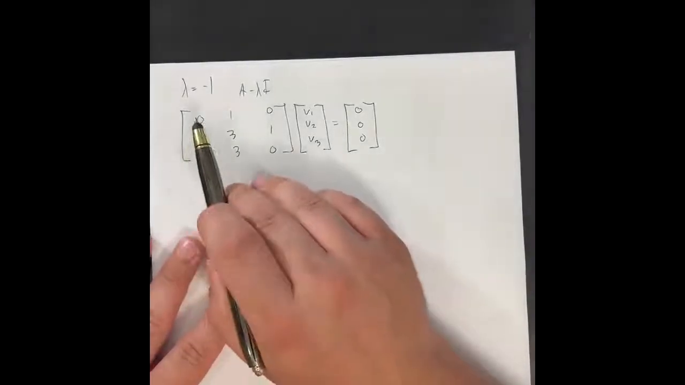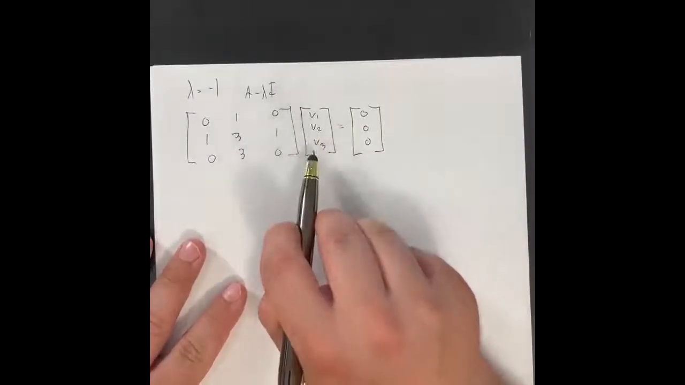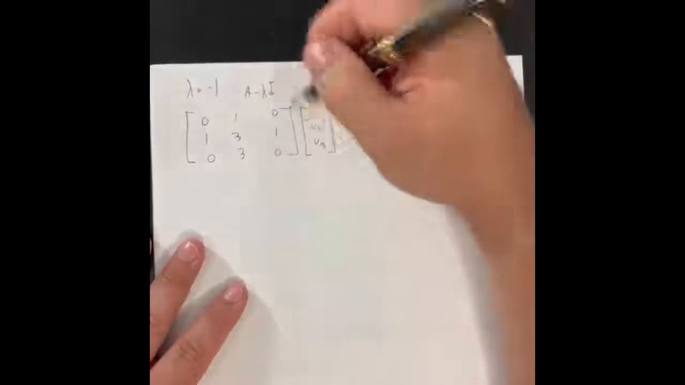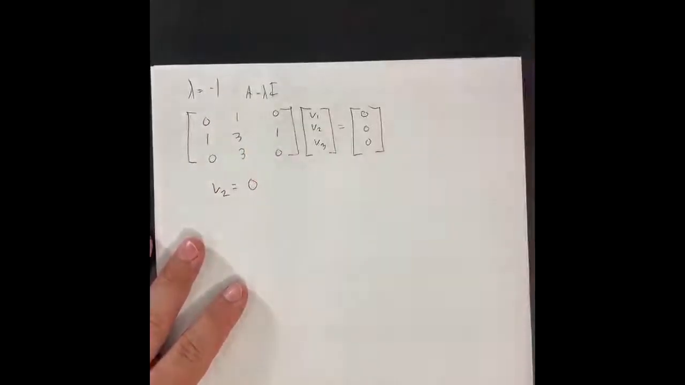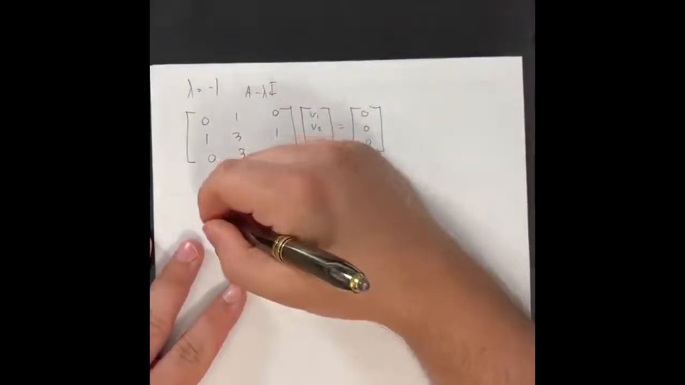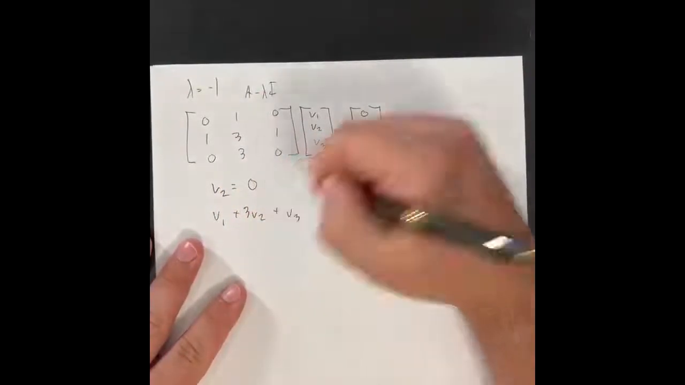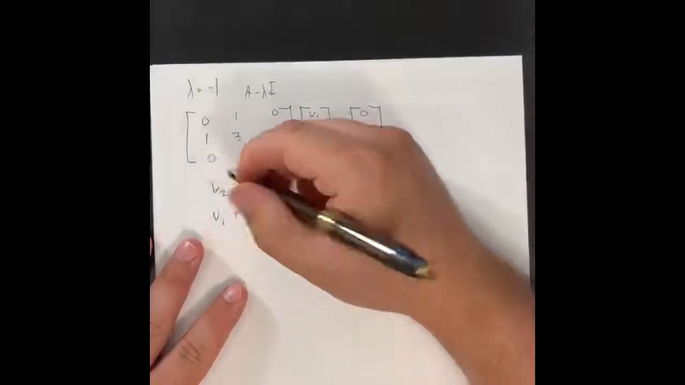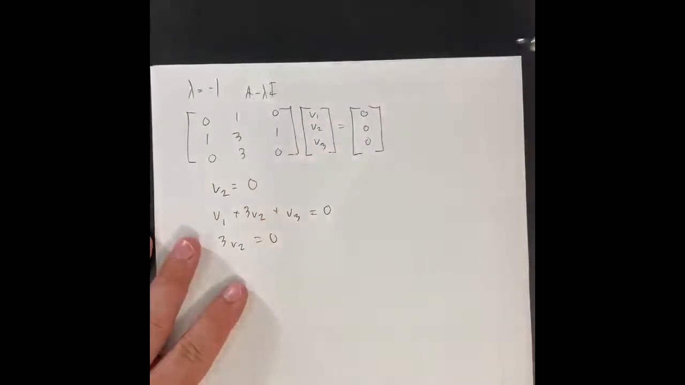So what does this really say? This is 0 times v1 plus 1 times v2 plus 0 times v3 equals 0. Or in other words, 1 times v2, so v2 equals 0. Right, that's what the first row says. Second row says v1 plus 3v2 plus v3 equals 0. And the last one says 0v1 plus 3v2 plus 0v3 equals 0.